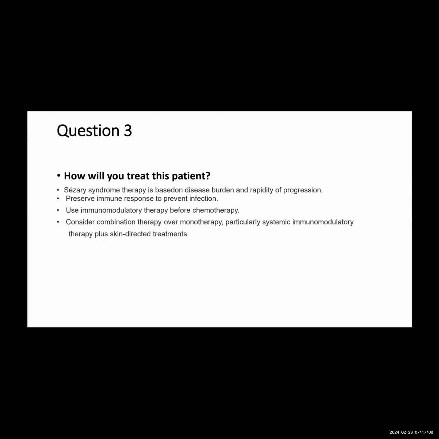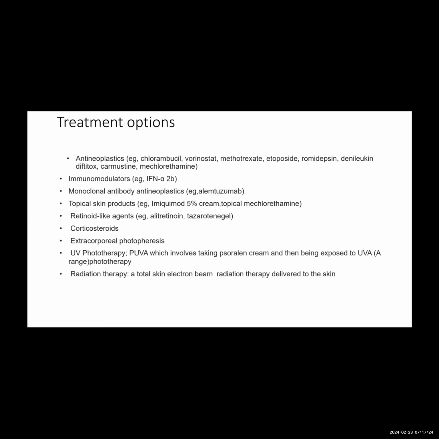It should also be noted that it is important to preserve the immune response in order to prevent infections. Use of immunomodulatory therapy before chemotherapy is also advocated, and combination therapy is preferred over monotherapy. The available treatment options include antineoplastic agents like chlorambucil, methotrexate, etoposide, and others. Then immunomodulators like interferon alpha 2b, and monoclonal antibody antineoplastics like alemtuzumab are also instituted in this patient depending on the stage of the disease.